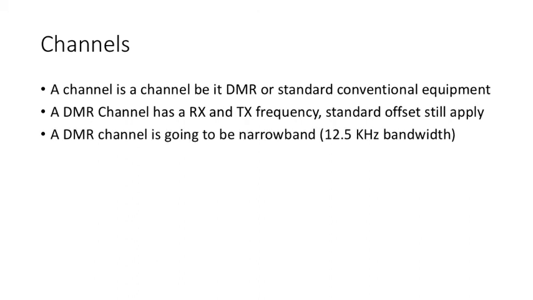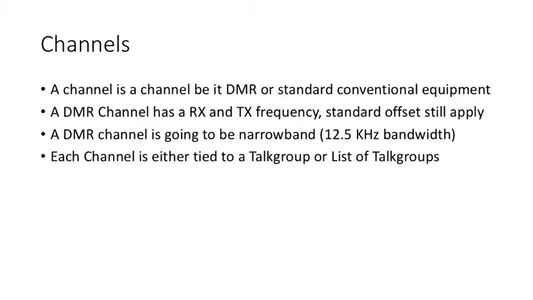A DMR channel is going to be narrowband. It's going to be 12.5 kilohertz bandwidth. This is how come we can operate two, because if you remember, our standard was where they wanted to go to 6.25 kilohertz of bandwidth per channel, so we can have two channels on that frequency pair.